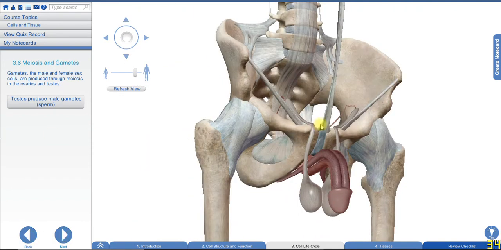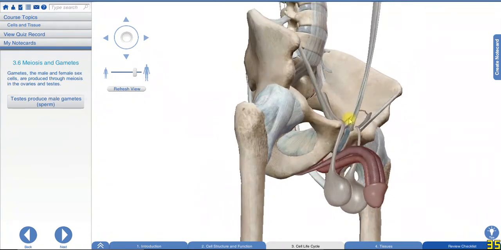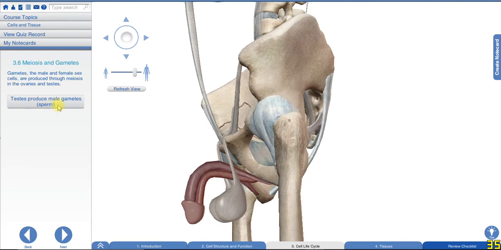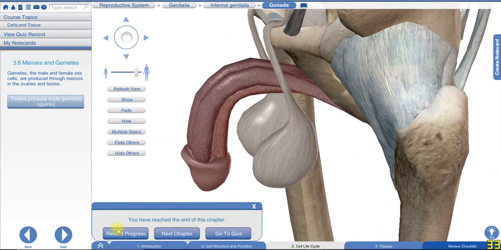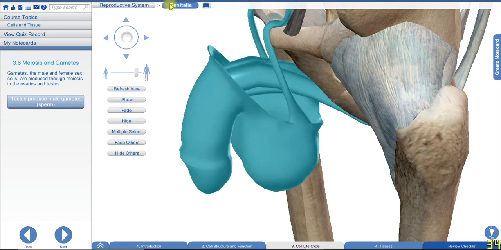So this is the reproductive system of males. I think you can understand it, where the testes produce the male gametes, the sperms. This is called, I think, the genitalia. The reproductive system we will understand in the next video.